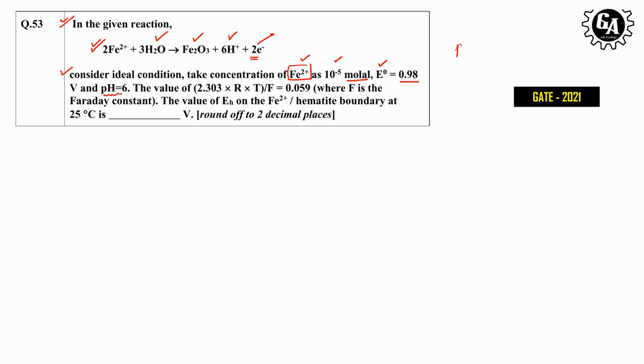All of you know what pH is. pH is the negative logarithm of H+ ion concentration, and the value of 2.303 RT divided by F is equal to 0.059, where F is the Faraday constant. And the value of Eh on the Fe2+ and hematite boundary, all of you know this Fe2O3 is hematite, at 25 degrees centigrade is dash volt.